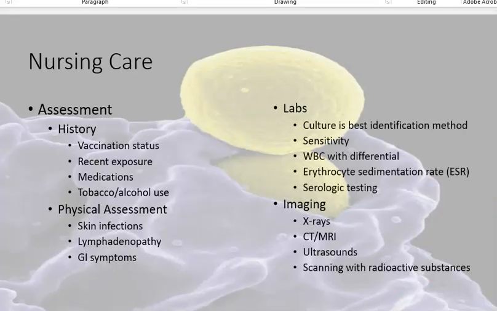With your nursing care, you're going to do a good head to toe assessment. You're also going to assess for any vaccination status, any recent exposures. Labs, you're probably going to see a CMP ordered, white blood cell with diff, an ESR to test for inflammation, as well as imaging might be ordered depending on what the patient has going on.